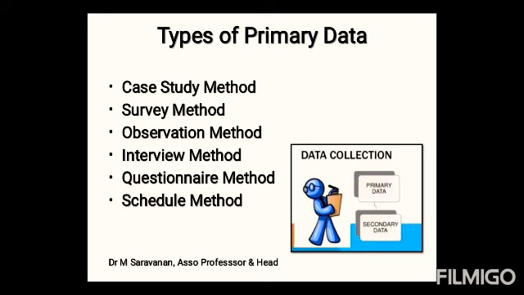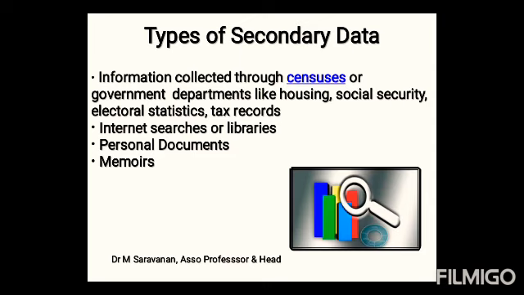There are different types of secondary data. Secondary data is nothing but data which is collected from already existing resources. Information collected through censuses or government departments like housing, social security, electoral statistics, tax records, internet searches or libraries, personal documents.